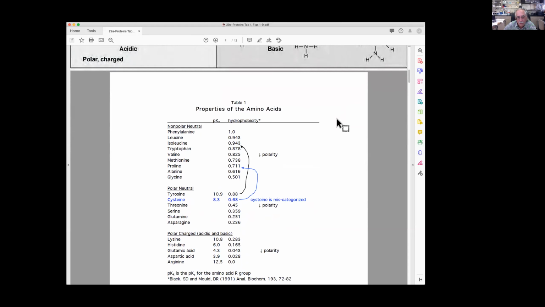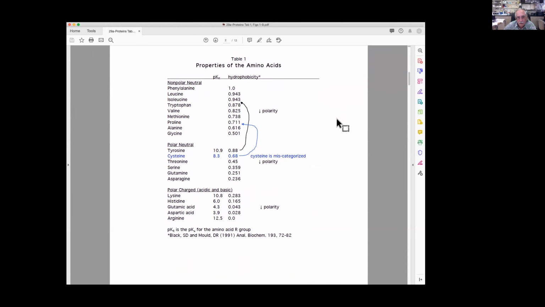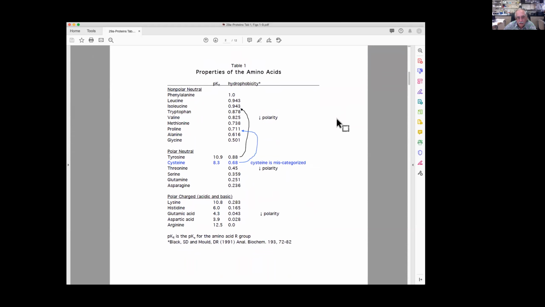And so while I'm telling you that the books are making a mistake, I found an article one time, published in 1991, where they measured the actual hydrophobicity, not just looking at electronegativity. And so you can see that cysteine really should be up here. Okay, it should be a nonpolar neutral amino acid. Okay.